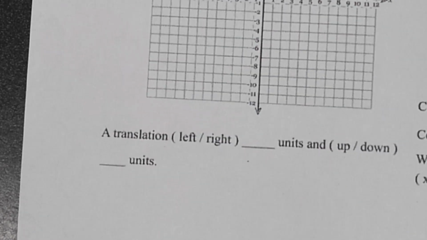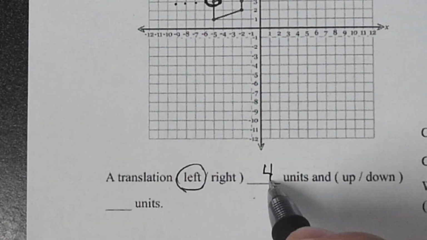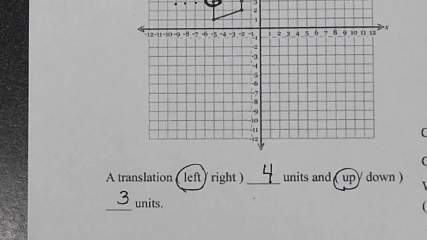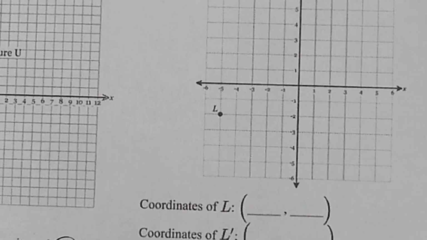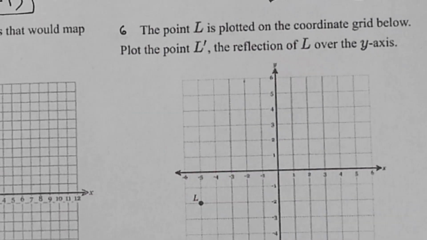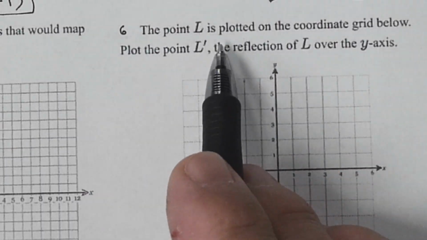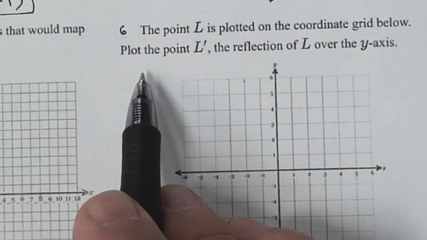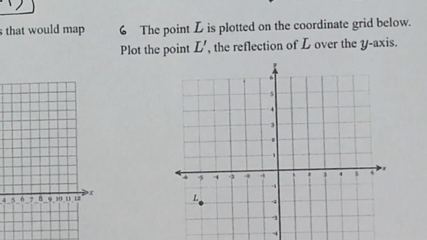So here it says, how did I translate it? I went to the left 4, and then I went up 3. Number 6, we're now going into 9.2. In number 6, it says, hey, here's L. It's plotted on the coordinate grid below. Plot what is L prime, the reflection of L, over the y-axis.